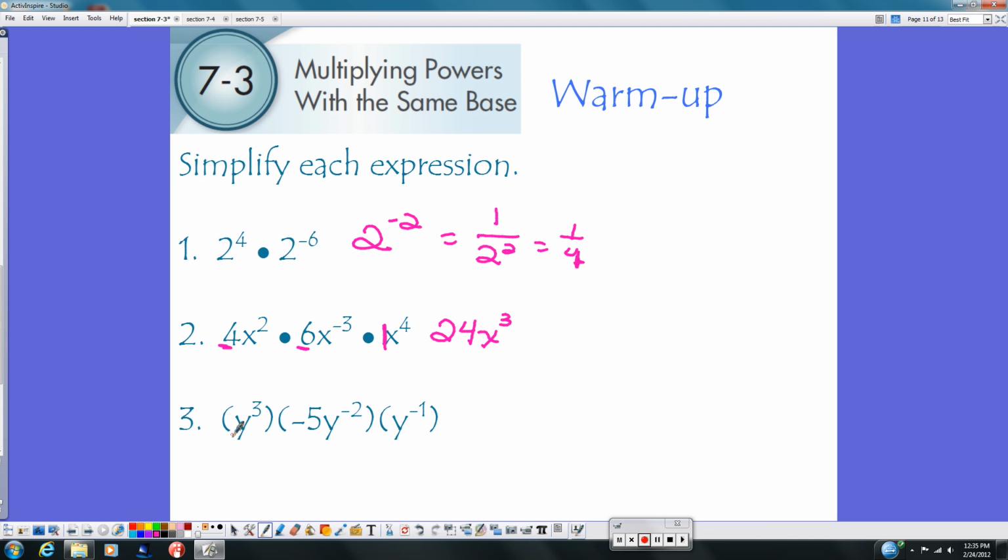Here, we're going to multiply our numbers. We have a 1 here and a 1 here. So 1 times -5 is -5, times 1 is still going to be a -5. We're going to add our exponents. For y, we have 3 minus 2, which is 1, and 1 minus 1, which is 0. Again, we don't want to leave that. That's not completely simplified. Anything to the 0 power is 1, and 1 times a -5 would give me -5.